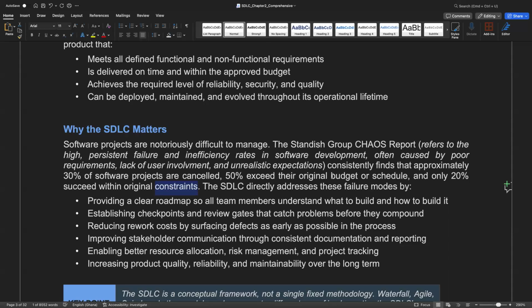Establishing checkpoints or milestones and review gates. So which means that we need to have testers, overviewers, reviewers that will be reviewing the application at each milestone, before the problem escalates or increases exponentially. Now, also by reducing rework caused by surfacing defects as early as possible.